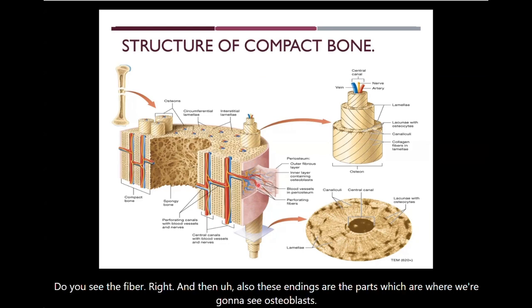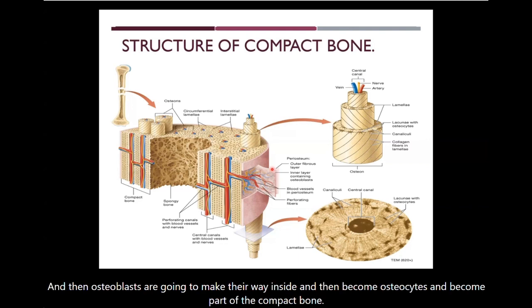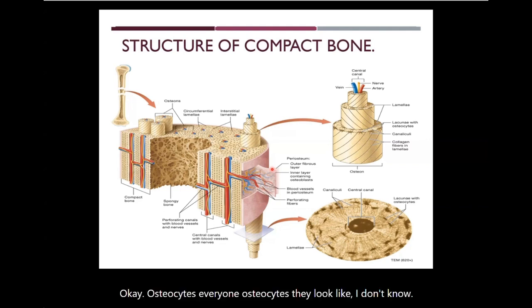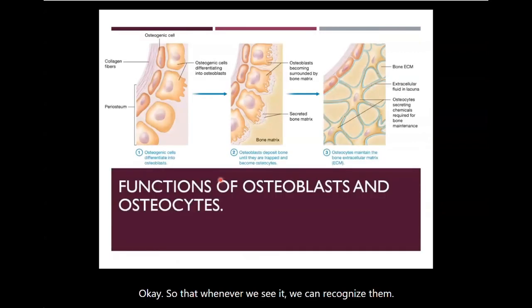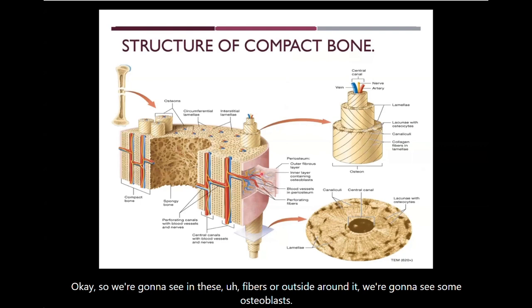And then also, these endings are the parts where we're gonna see osteoblasts, and then osteoblasts are gonna make their way inside and then become osteocytes and become part of the compact bone. Okay? Osteocytes, everyone, let's pretend these osteocytes look like spiders with legs, so that whenever we see them, we can recognize them, okay?